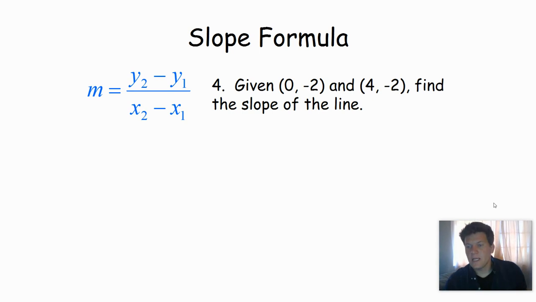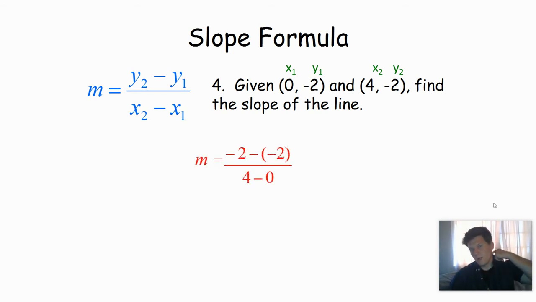Let's do it again. Our last example, we're looking at example number 4 here. We have 2 ordered pairs again. We're talking (0, -2) and (4, -2). Again, looking for our x1, y1, x2, y2, and then plugging it into our formula. y2 is my -2. y1 is my -2. x2 is my 4. x1 is my 0. So now I have -2 minus -2.